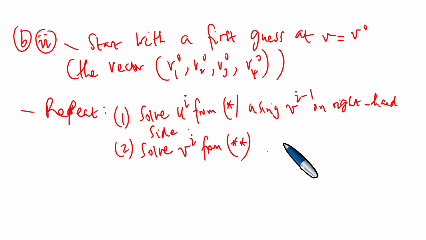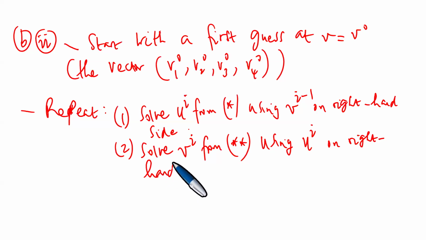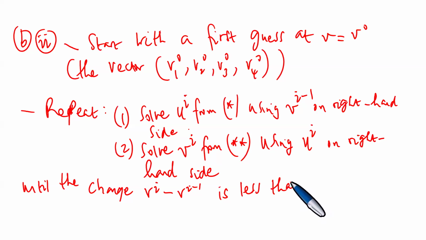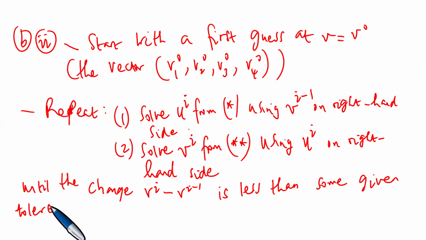So from double star, using the right-hand side, you repeat these processes until the change in VI minus 1 is less than some given tolerance. Normally, they must give some given tolerance. And we're going to do some examples, please, but not in our next meeting.